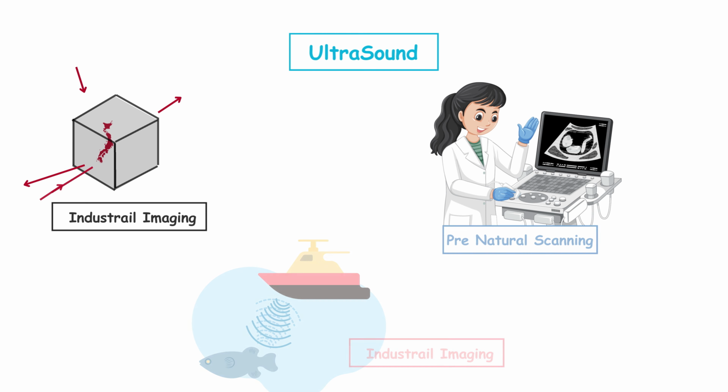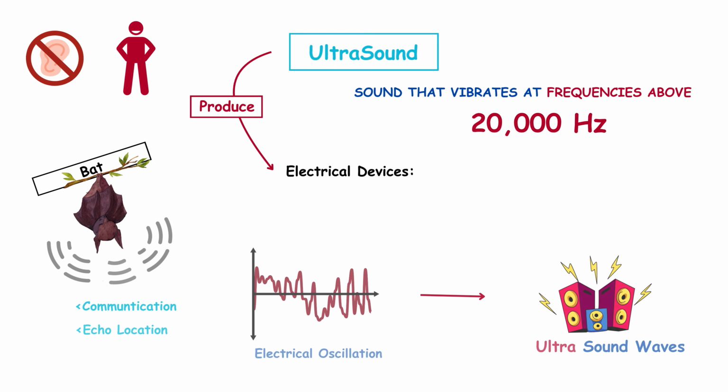In today's video, we are going to explore the fascinating world of ultrasound and understand exactly how it works and how this powerful technology is used in various important areas such as prenatal scanning, industrial imaging, and sonar systems. To begin with, what we mean by ultrasound is simply sound that vibrates at frequencies higher than 20,000 Hz, which is above the upper limit of human hearing.